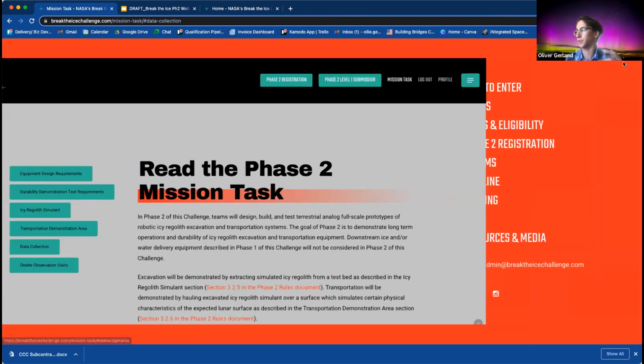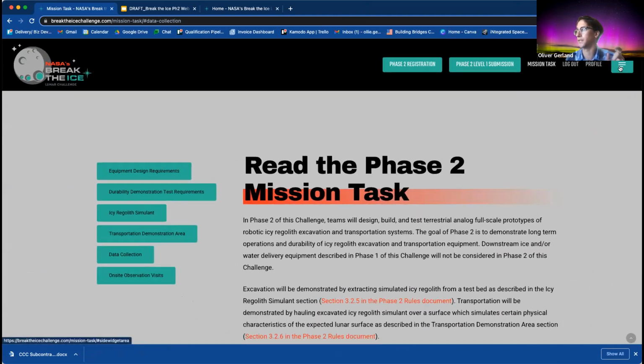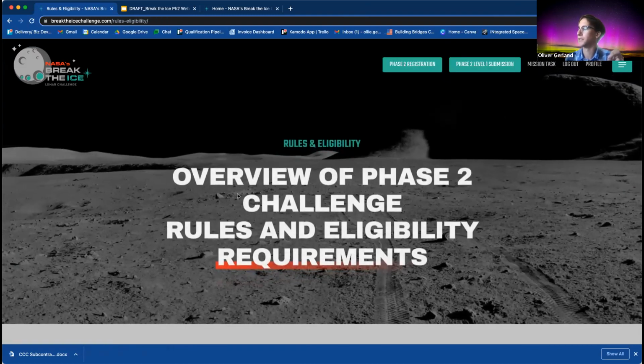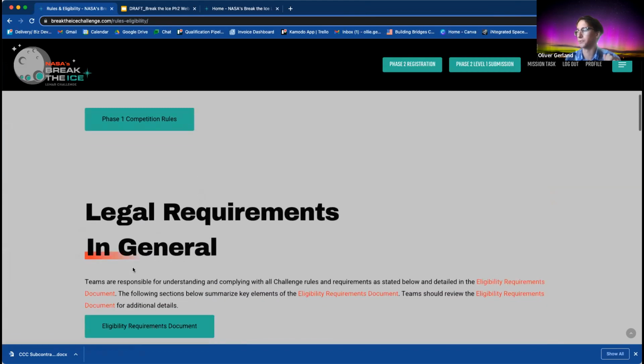But if you wanted to actually access the phase 2 rules document, you would first open this hamburger menu. This hamburger menu is how you navigate the website. And then you would pop over to the rules and eligibility tab, scroll down, and then you would be able to download a PDF of the phase 2 competition rules. And for reference, we also have the phase 1 competition rules.